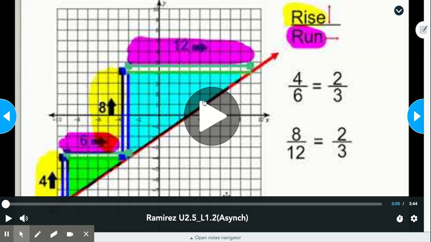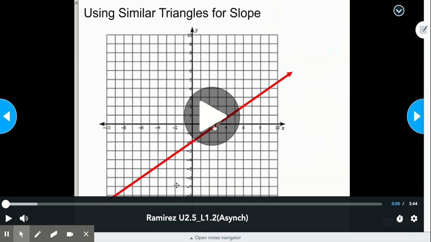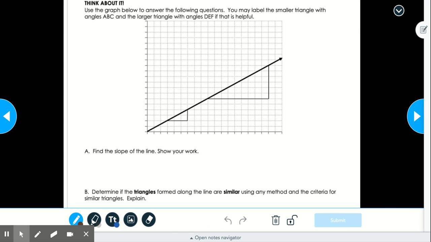So again, another video just kind of showing you a couple more different examples for how to find slope using those similar triangles. So in this problem, using the graph below to answer the following questions, you may label the smaller triangle, the angles A, B, C, and the larger triangles with D, E, F. Now, I haven't shown you explicitly exactly what this second part means, but this first part, question number A, is what I want y'all to be able to do with these lessons. So finding the slope of the line and showing your work.